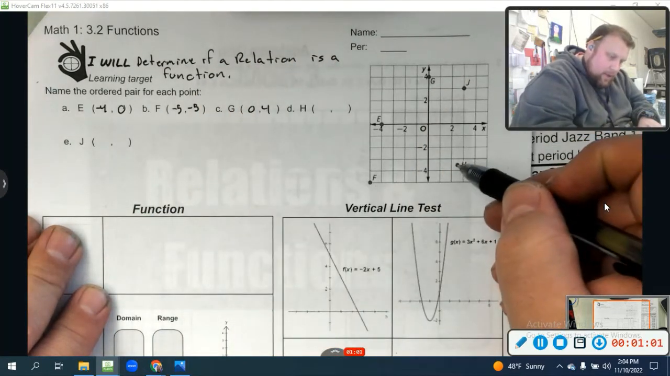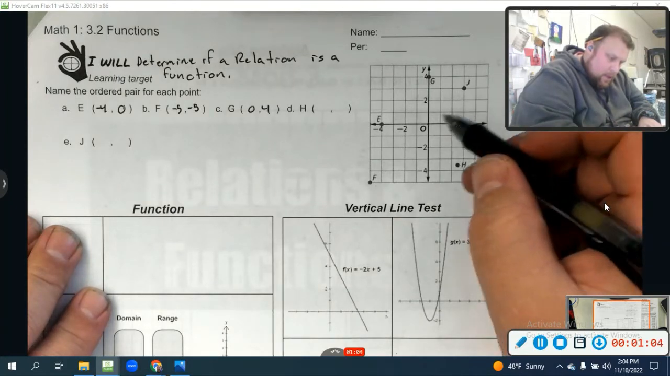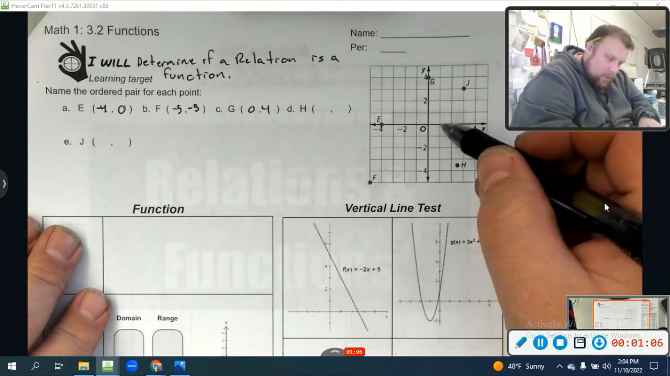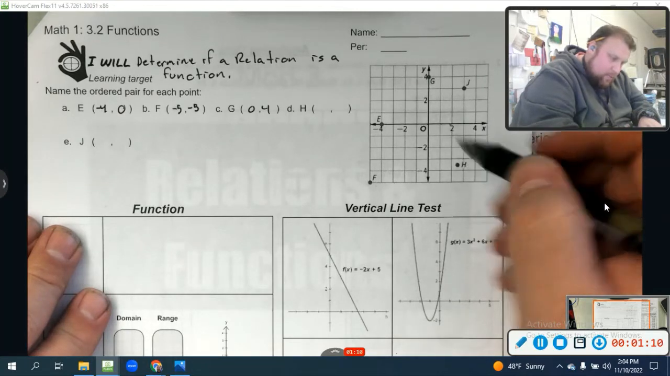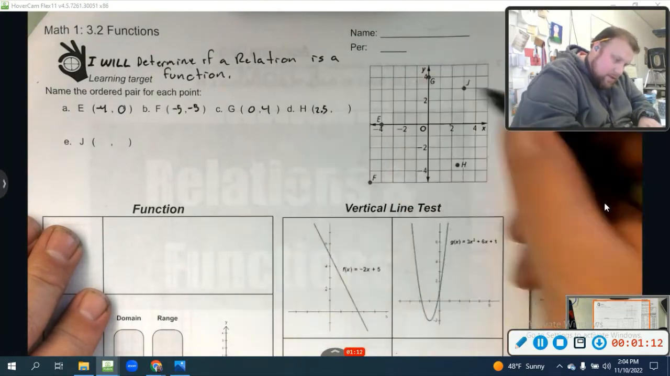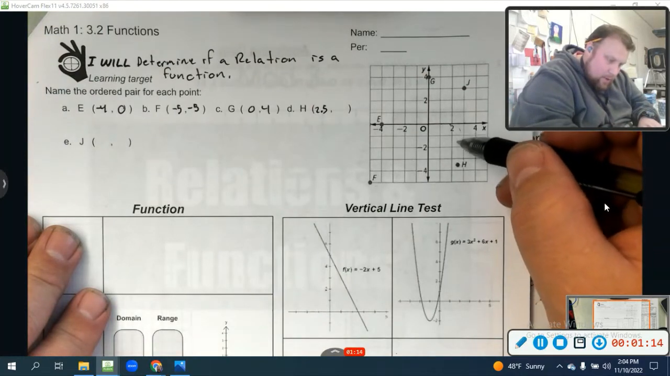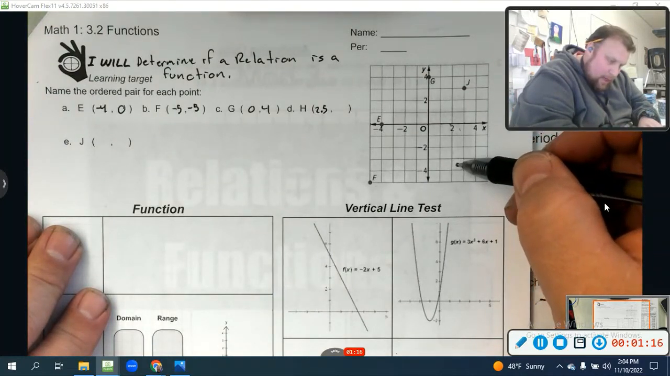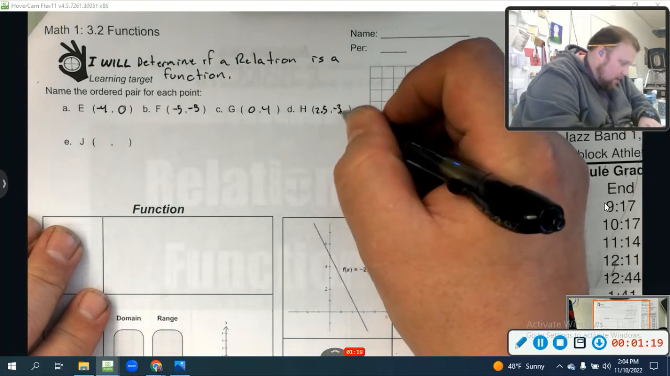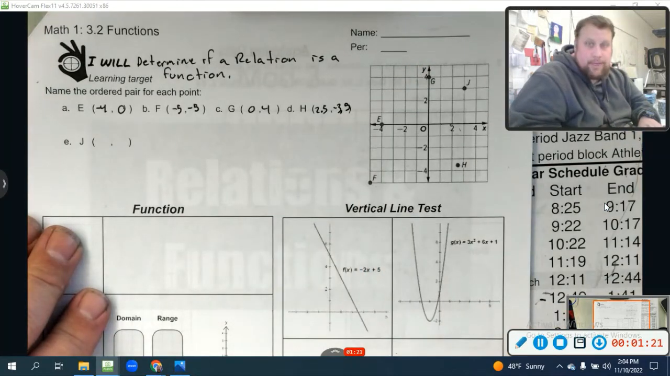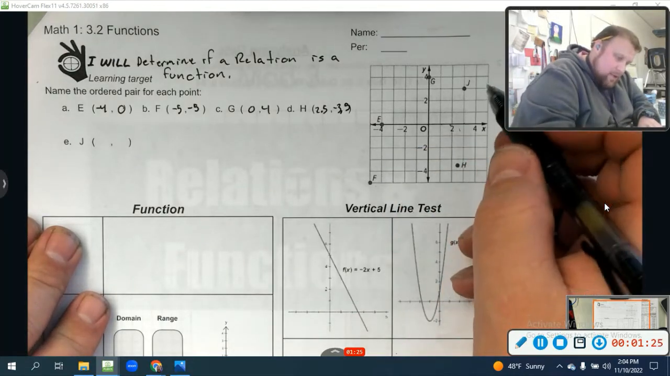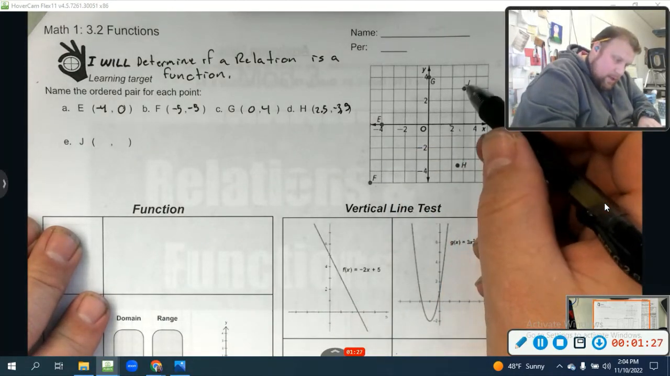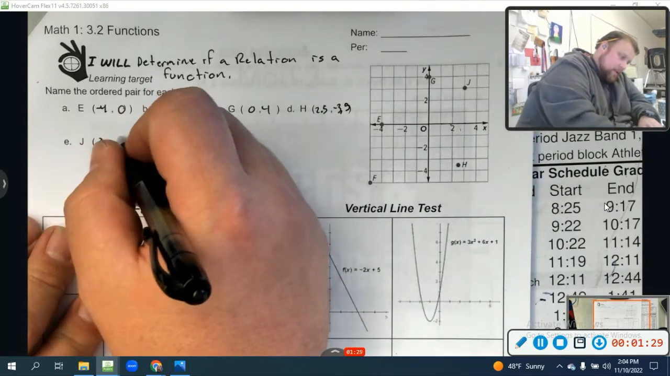H is right here. Okay, so let's look. So notice each tick mark is 1, 2, 3. So this is in between 2 and 3. So I would say that's 2.5 on the x. And then down 1, 2, 3, and then about a half. So -3.5 on the y. That's how we do it. I had to guess a little bit. It's not exact. And then last of all, J is over 3, up 3.